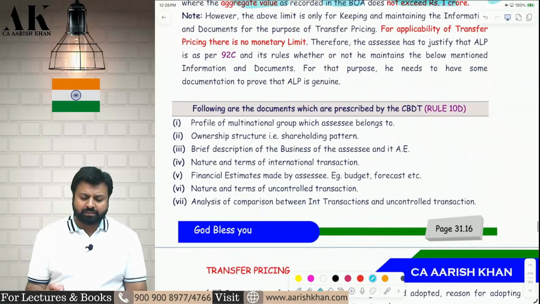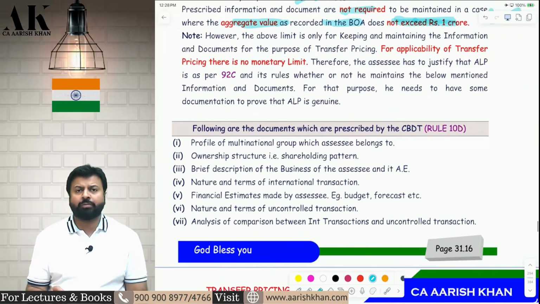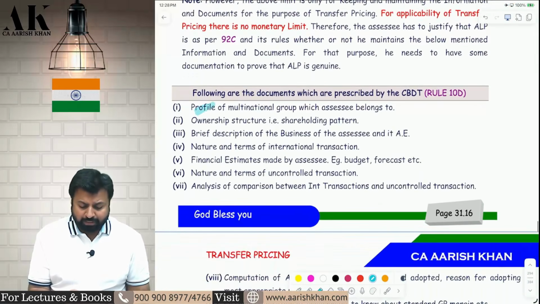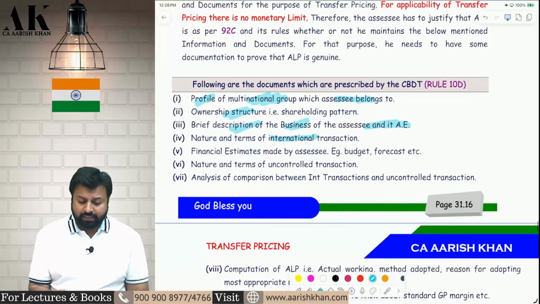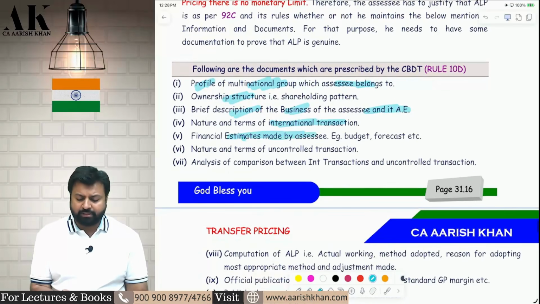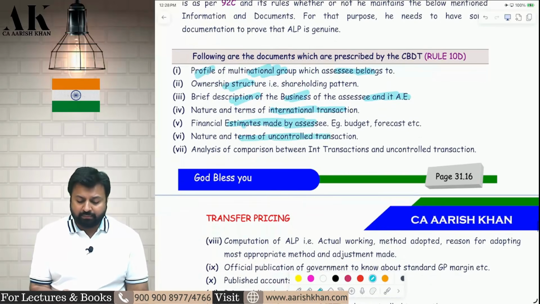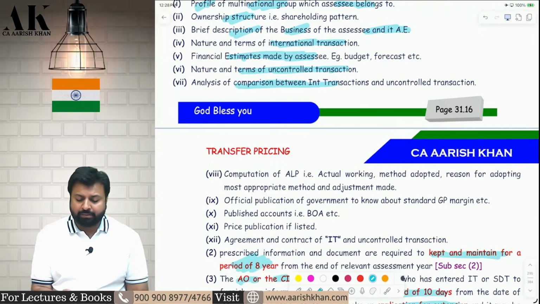Sir, what all documents you are supposed to maintain? Let's check the list of documents that you are supposed to maintain. You need to maintain profile of the multinational groups which the assessee belongs to. Ownership structure has to be known in the documents: which company holds how much in which company. Brief description of the business of the assessee and its associate enterprise. Nature and terms of international transaction. Financial estimates by assessee. Nature and terms of uncontrolled transaction. Analysis of comparison between international transaction and uncontrolled transaction.